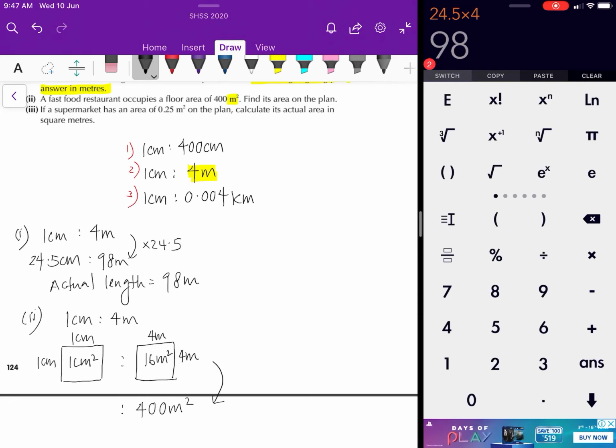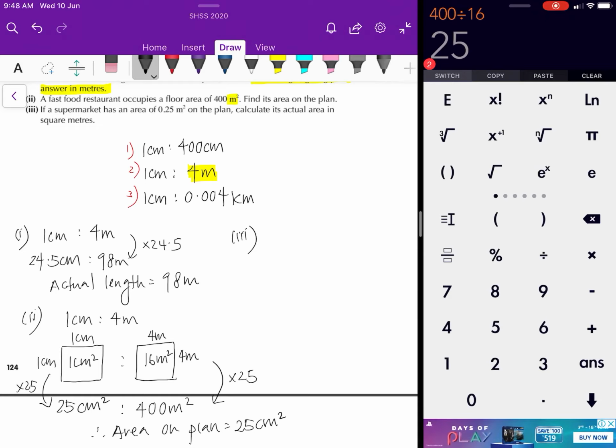How do I get from 16 meters square to 400 meters square? I use the calculator, take 400 divided by 16, I get 25. So I know multiply by 25. If I multiply by 25, I'll get 400. So the other side, I also multiply by 25. So it's 25 cm square. So find its area on the plan. Therefore, area on plan is 25 cm square.